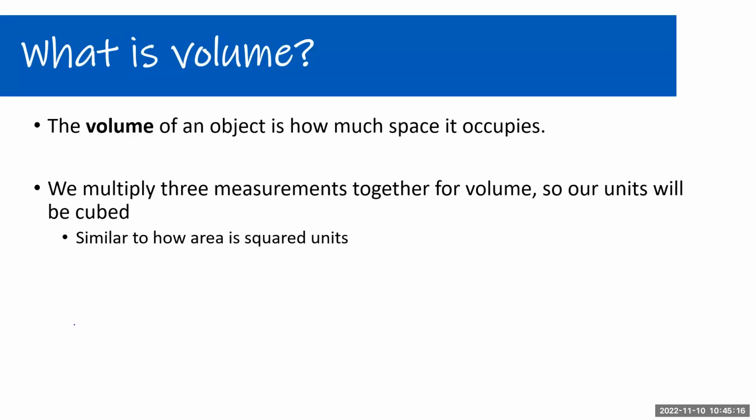Like we did for area, where we had two dimensions that we were multiplying together, for volume we're going to multiply three dimensions together. So our units will be cubed. Similar to how area had squared units, we're going to have cubed units. We may have centimeters cubed, inches cubed, etc. Okay?